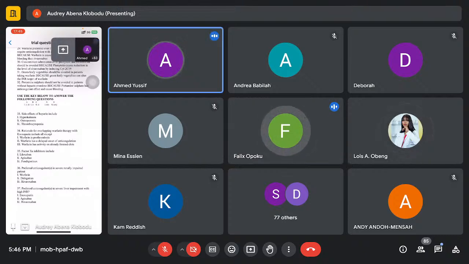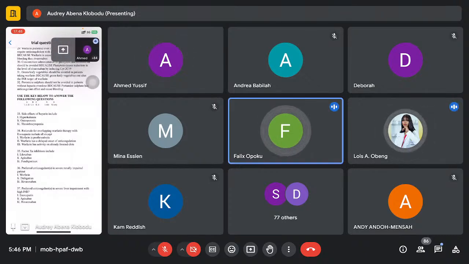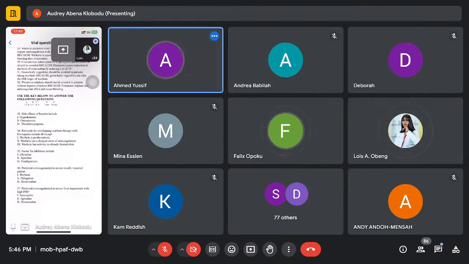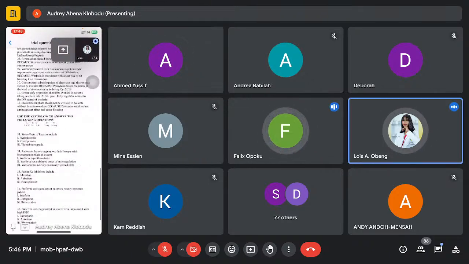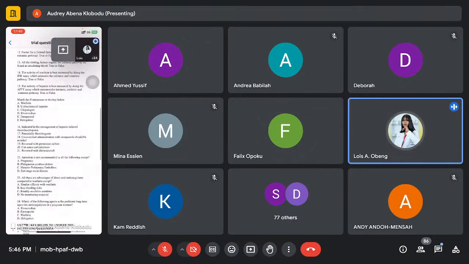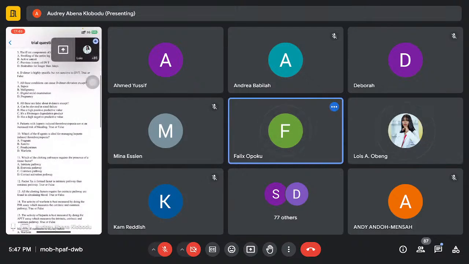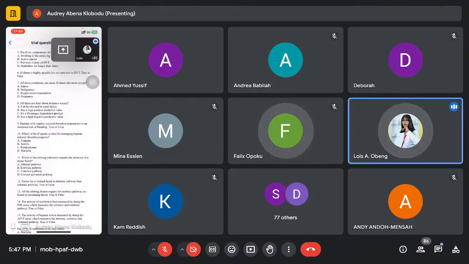Hello, sir. Sir, please, can you hear me? Yes. Okay, sir, please, I have a question for the ninth question. Patients with heparin-induced thrombocytopenia are at an increased risk of bleeding. You gave an explanation, but I didn't really get you. So please, I would like you to come again with that.